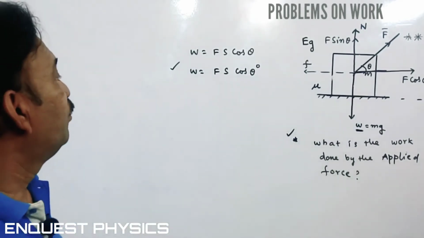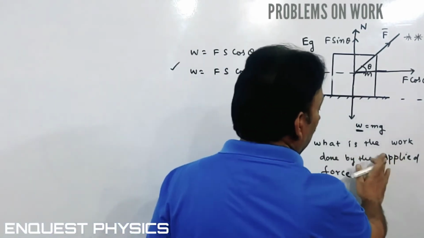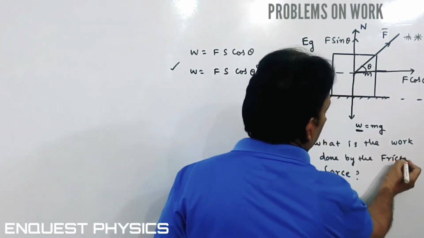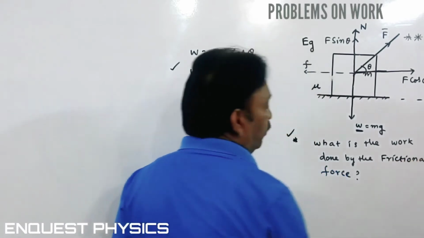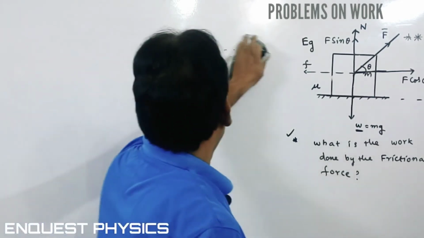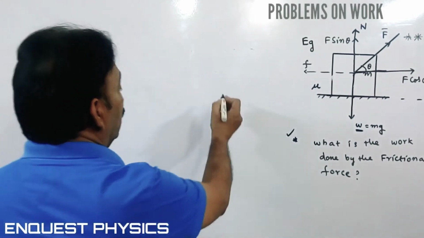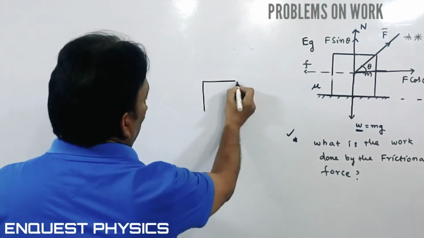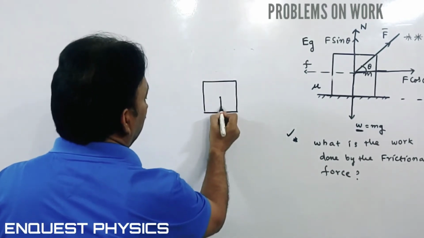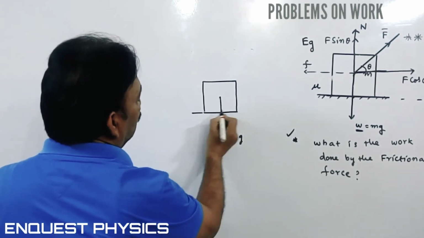Okay, students, then next one we will do: what is the work done by the frictional force. We are going to do the work done by the frictional force. Now observe the diagram, students. Here, this is the body which is lying over the surface, and this is the weight of the body acting vertically downwards.